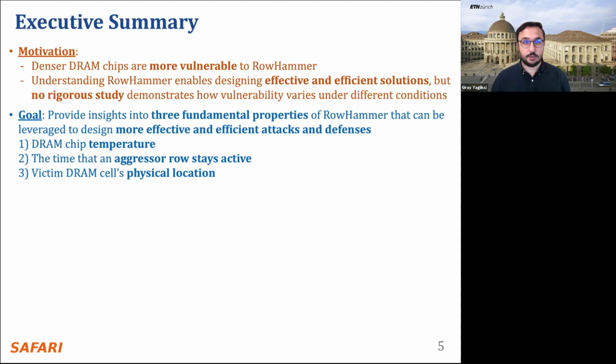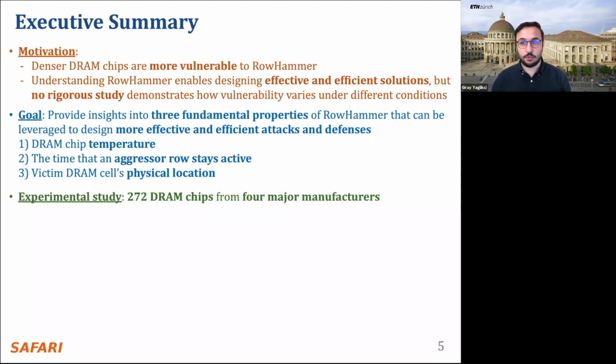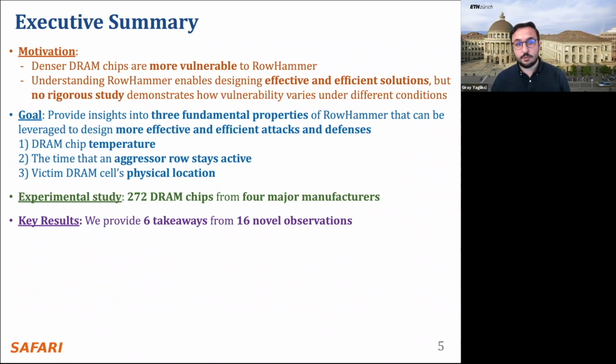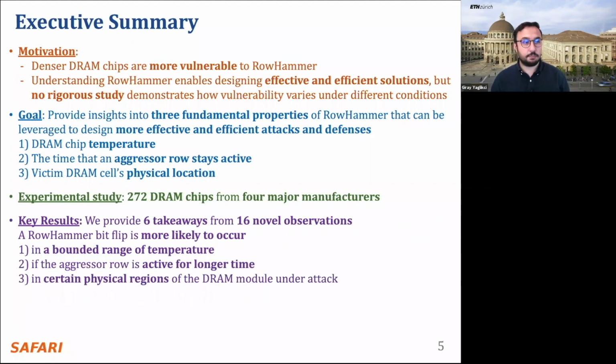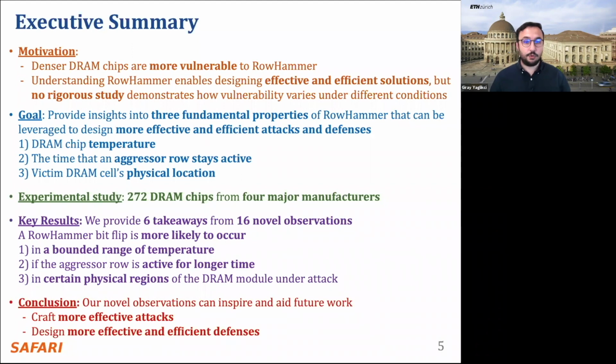victim DRAM cell's physical location. In this study, we test 272 real DRAM chips of DDR3 and DDR4 modules from 4 major manufacturers. Based on our analysis, we draw 6 key takeaway lessons from 16 novel observations. Among these, we highlight that a RowHammer bit flip is more likely to occur in a bounded range of temperature, if the aggressor row is active for a longer time, and in certain physical regions of the DRAM module under attack. Based on our findings, we propose several improvements and show that our novel observations can inspire and aid future work on crafting more effective attacks and designing more effective and efficient defense mechanisms.